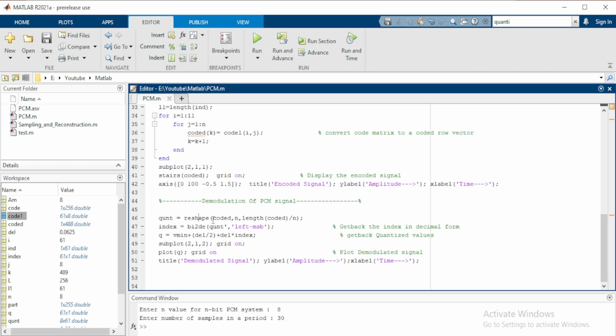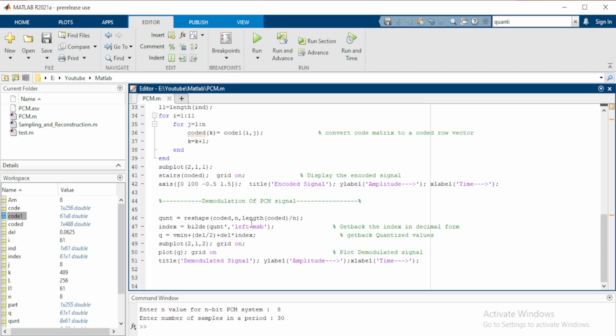Reshape reshapes any matrix, given the size first, that is row by column. This is the size of the reshape, and this is the matrix that we have to convert. So we divide the length of the code, that is 488, by 8, and we use that 8 here. The main idea is to convert from serial to parallel.